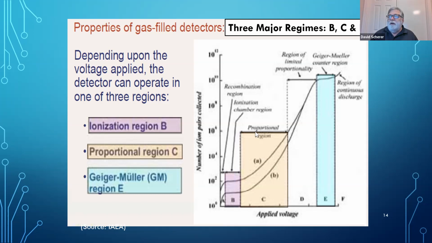So the three regions that are useful for radiation detection are the ionization chamber region, shown here, B, proportional region, region C, and then the Geiger region, region E. At the very end, region F, at very, very high voltages, above 1,000 volts or so, an ionization event can cause continuous discharge, and it just doesn't work as a detector anymore. Okay.